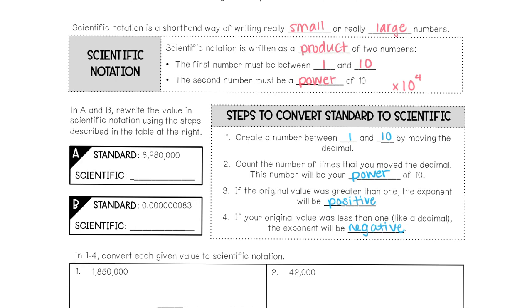It seems backwards, but if you move your decimal to the left, your exponent is going to be positive, or you're going to add to the exponent. If you move the decimal to the right, your exponent will end up being negative. You're going to subtract from the exponent. So let's look at a couple examples.